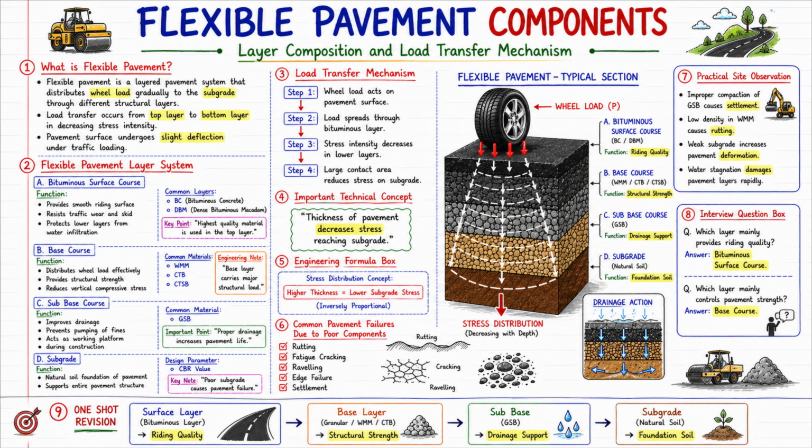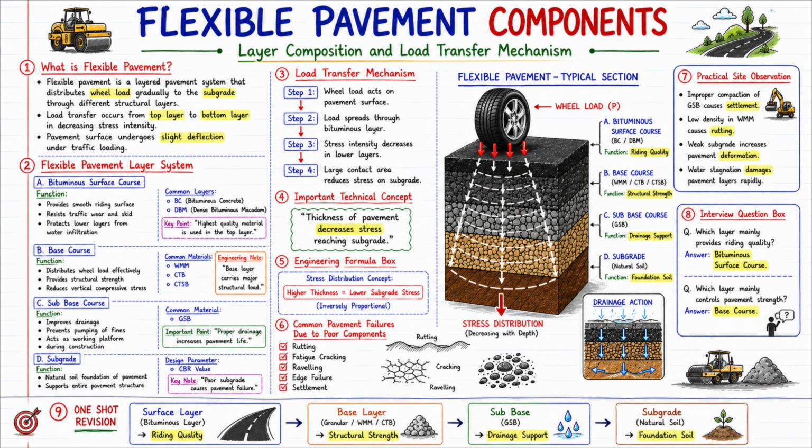Now let us look at the sixth topic of the slide. Six: common pavement failures due to poor components. Here are the failures: rutting, fatigue cracking, raveling, edge failure, settlement. Now in the next slides, we will understand all these failures with practical field examples.